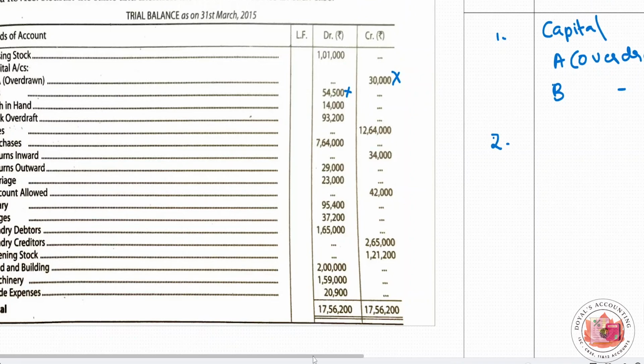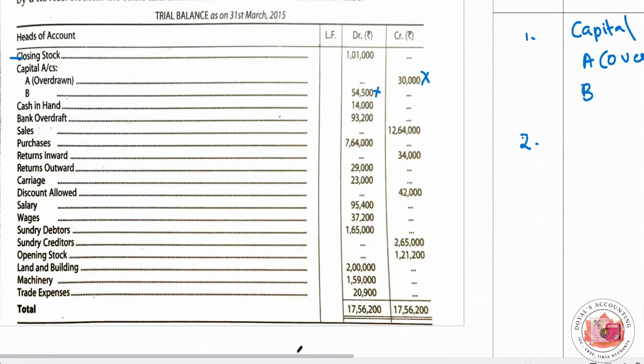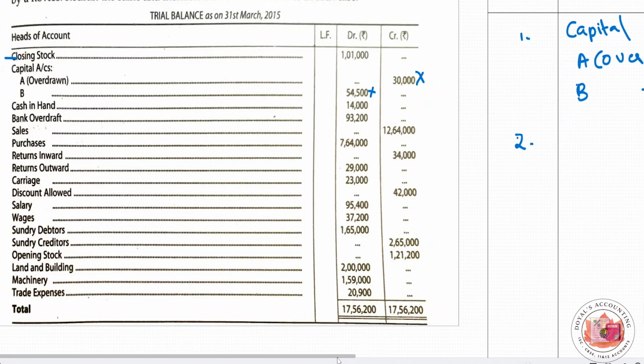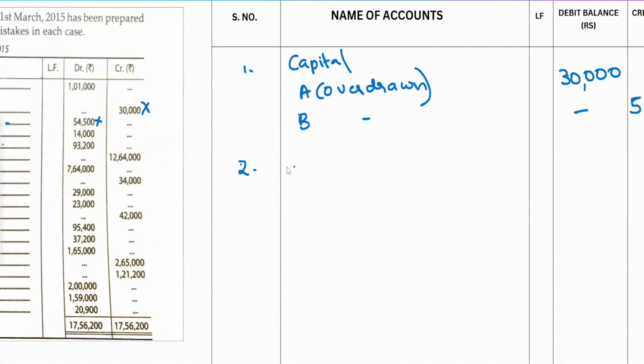Next, we have cash in hand worth rupees 14,000. He has correctly recorded it in the trial balance. So, cash balance debit 14,000.